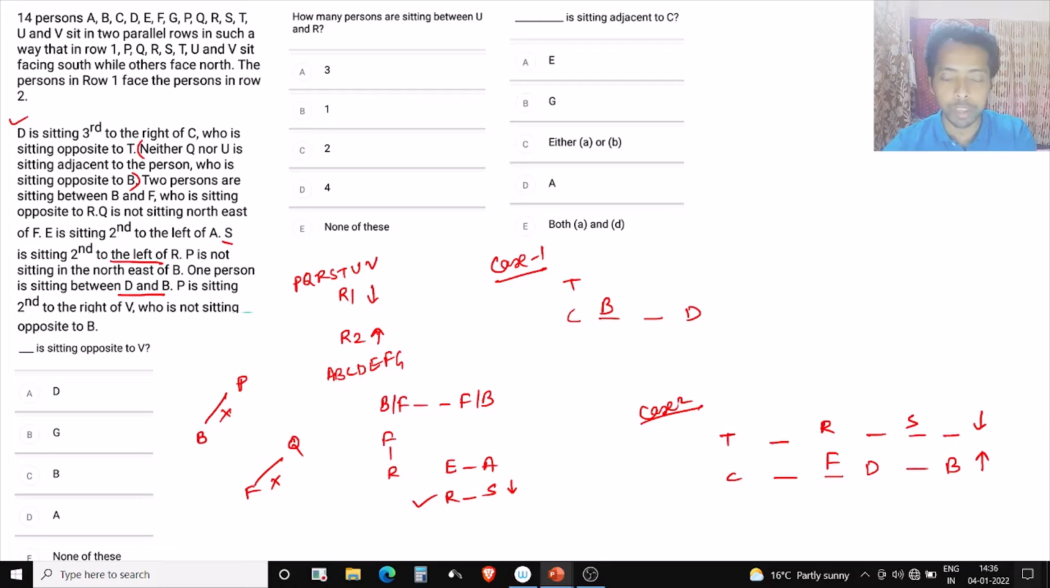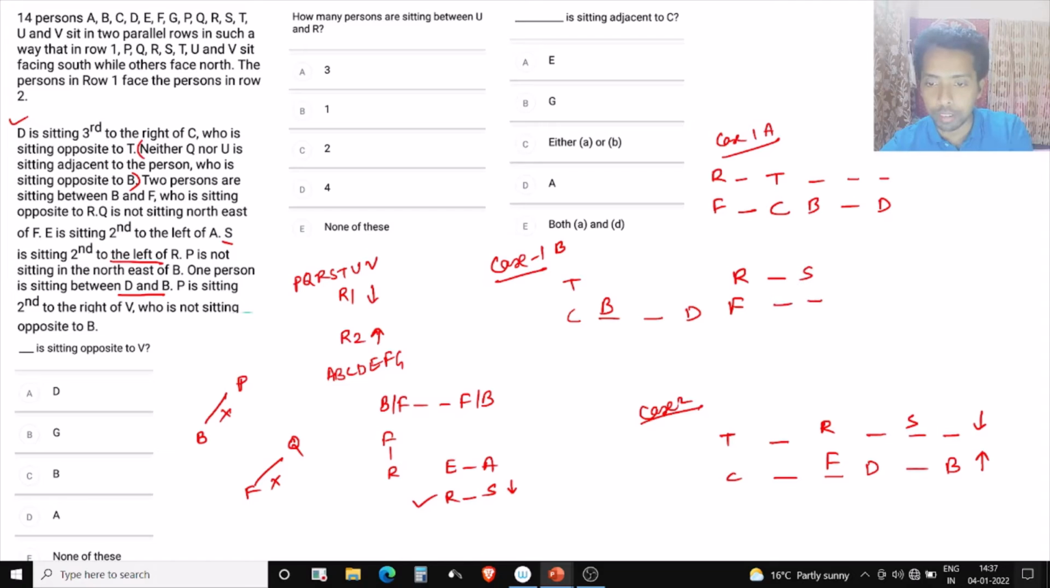Right. Here, F can come this direction or to the left hand direction. So this would be case 1B, and case 1A, here it is, T, C, that is B, D, and this is F. This is R. Right. Now, S sits second to left of R. If R is here, S sits second to left of R. This is it. Case 1B, I am talking about now.